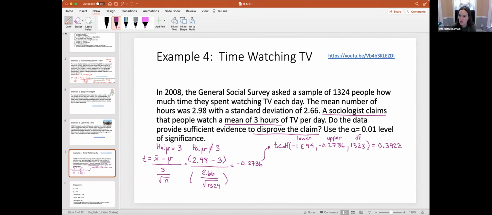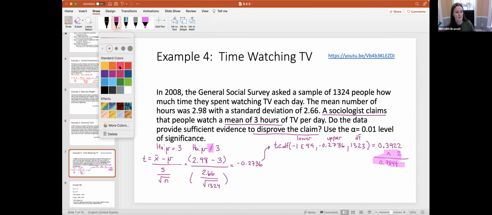Now, be careful, okay? Because this was a two-tailed test, right? I'm gonna highlight it, okay? This is a two-tailed test, so what do I have to do with this answer over here? Multiply by 2, to get 0.7844. And the reason I multiply it times 2, I will show you a little visual of it.